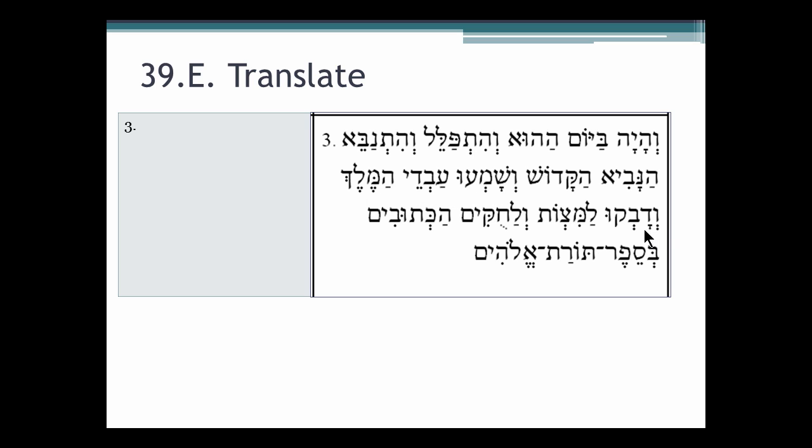Ve davakhu. We've got another one. Same thing. Third common plural vav consecutive perfect. And they shall cling la mitzvot, to the commands. Ve lakukim. And to, notice the definite article, and to the kukim, and to the statutes, ha ketuvim. They shall cling, the servants of the king will listen, and they shall cling to the commands and to the statutes, ha ketuvim. We've got ha with dagesh. We have a definite article here.